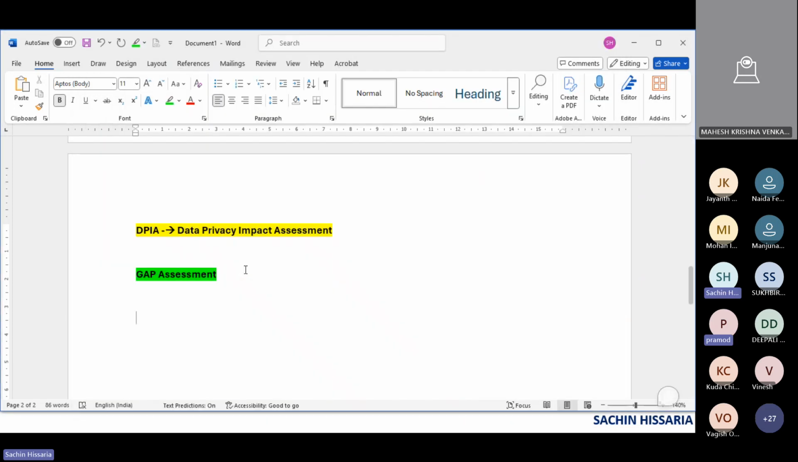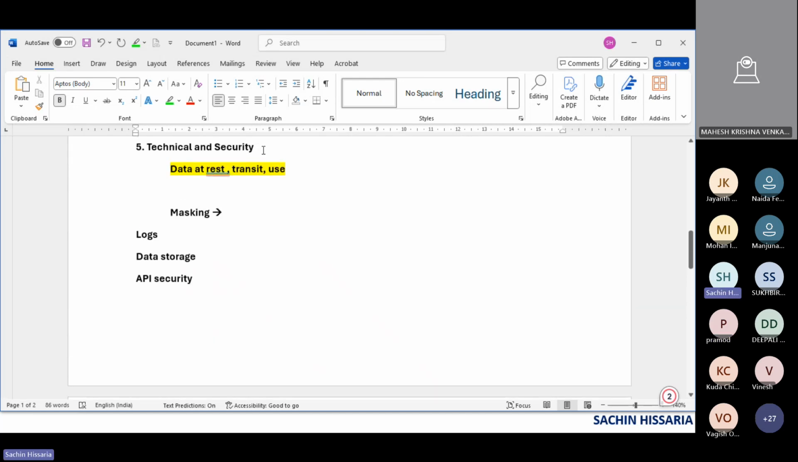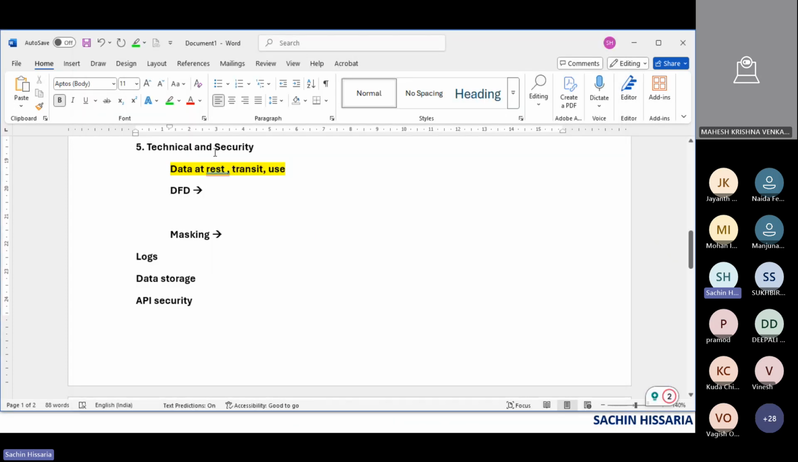Yeah, Pramod, please tell me. Sachin, in this whole thing, where do we create data flow diagrams? Basically, data flow diagrams will be prepared here itself as a part of security control. You would be creating a data flow diagram which will include your upstream and downstream applications and their connections and the flow of the data, how it is flowing between different applications. So this will again be part of the technical and security controls.